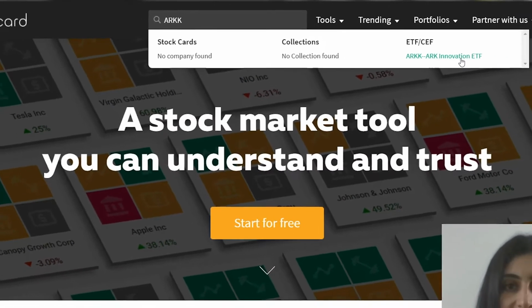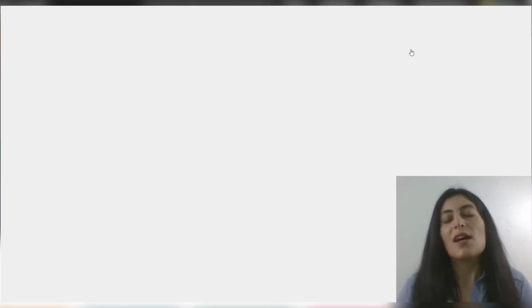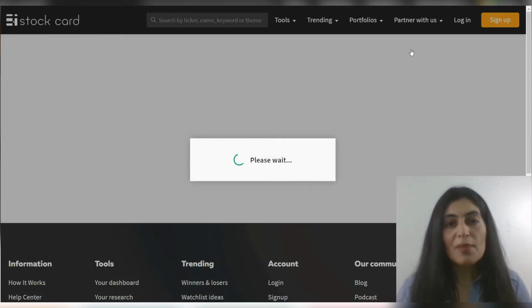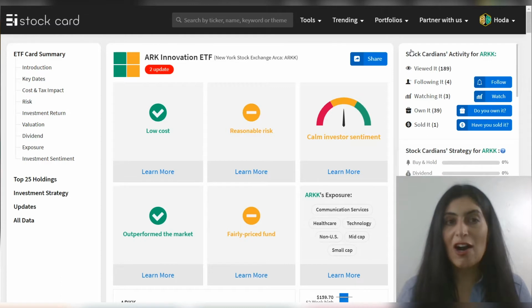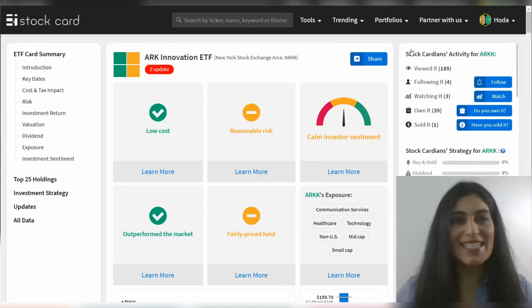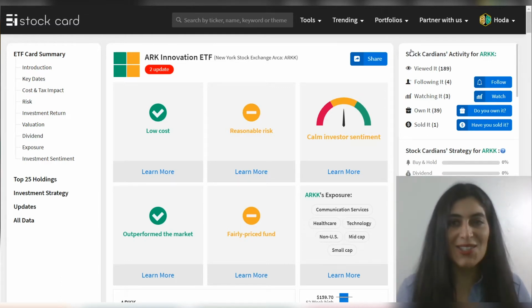Type ARKK in the search bar like you do for any other stocks on the Stock Card platform. And we're going to land on the ETF card. And so welcome, this is the ETF card. Super excited to show you how it works. You may notice there's some major improvements compared to how stock cards look.